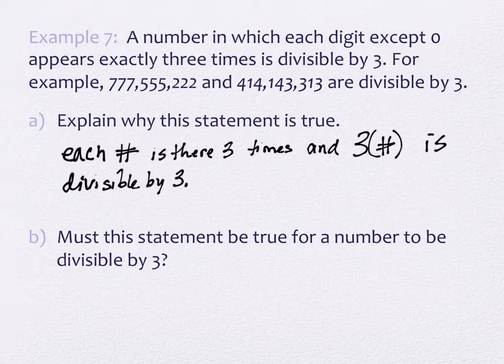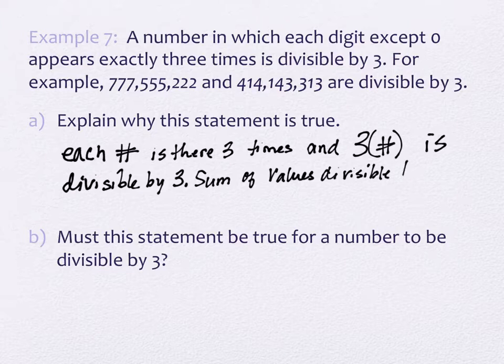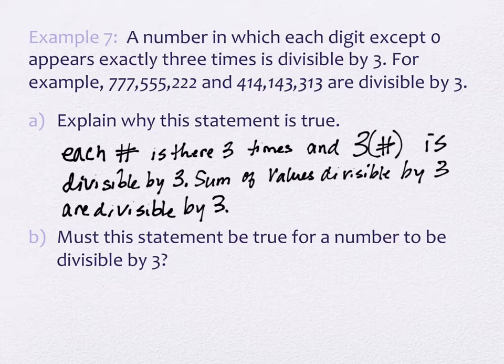And we actually saw this earlier. The sum of values divisible by 3 are divisible by 3. We actually saw that when we talked about closure, right? The list of multiples of 3 are closed because if you add 2 numbers that are divisible by 3, you get another number divisible by 3. And it's not special about 3s. That fact's actually true for any multiple number list you would want to use.